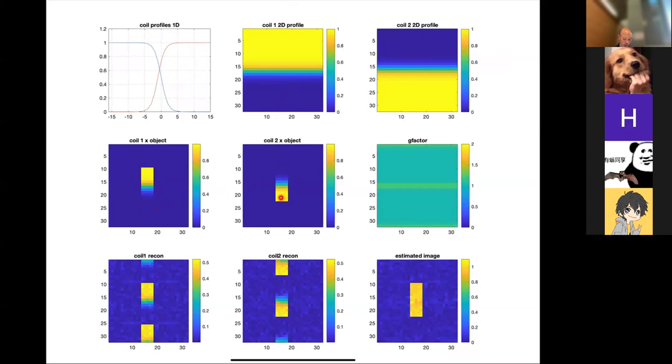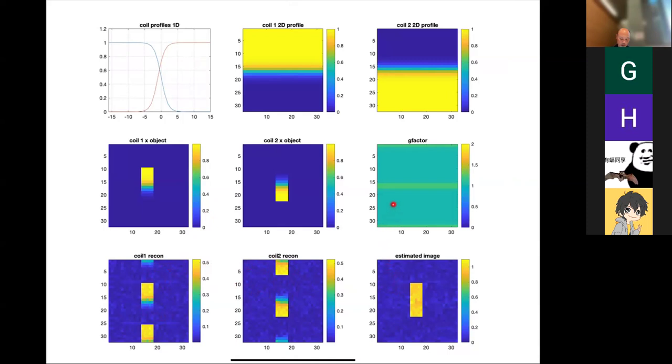And then what I do is I add noise and I also do the undersampled recon. And so you can sort of see this is noisy and it's also got the aliasing. And so this is what I measure. So each coil is going to give me an aliased version of the object with noise. And if I do the math, the SENSE recon, then I get my estimated object here.